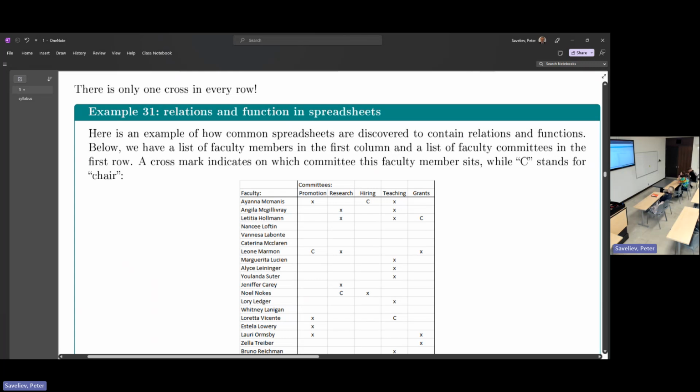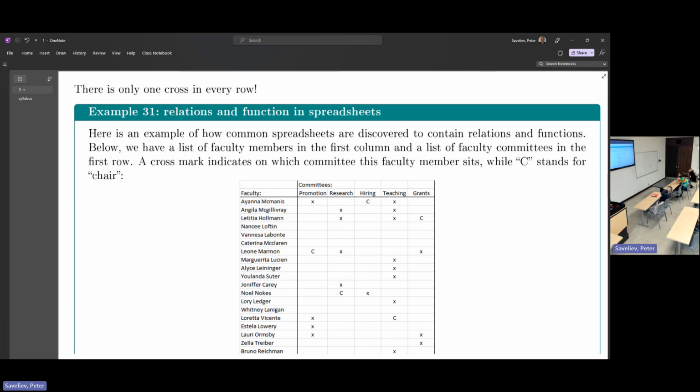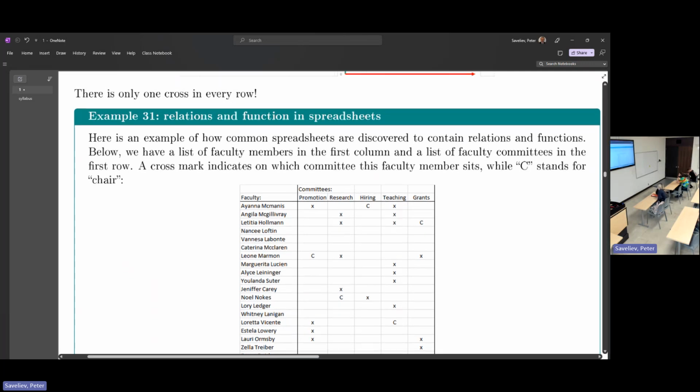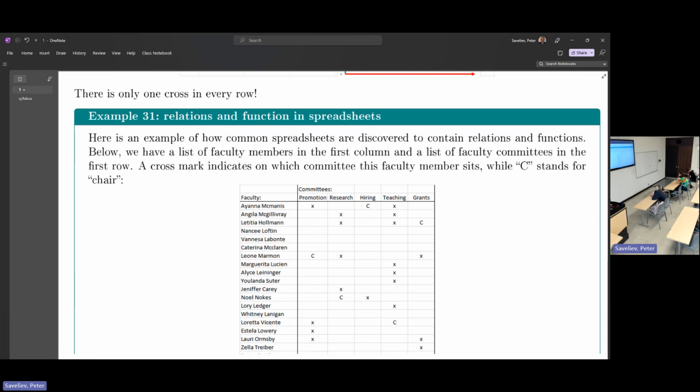I have on the left a list of faculty. On top, I have a list of committees. The crosses mean the person is on the committee. C means on the committee and also the chair. Even though the data is arranged this way, which is a very natural way to put it, where do you see functions? Do you see functions in this data?